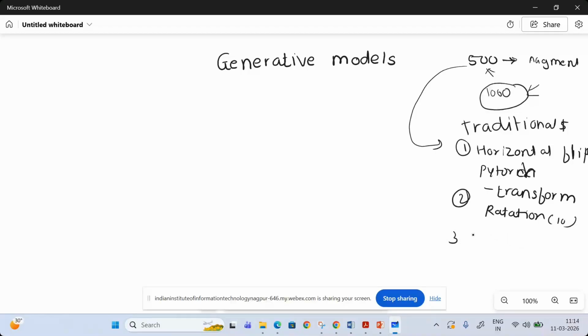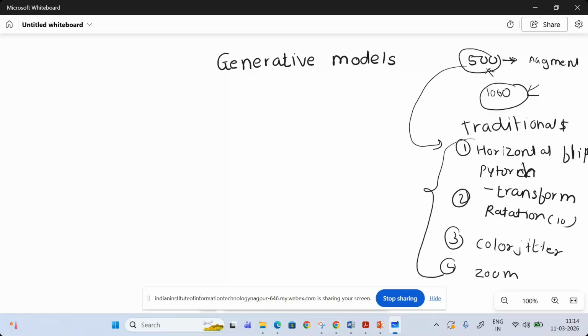Then you add color jitter, you change the brightness of the image, then you may zoom the image. So the same image you are giving your model in a different way. In this scenario, you are picking up the image from the originally available data, and you are applying these transformations on that image, and you are increasing your data to 1,000 images. So these are the traditional techniques.